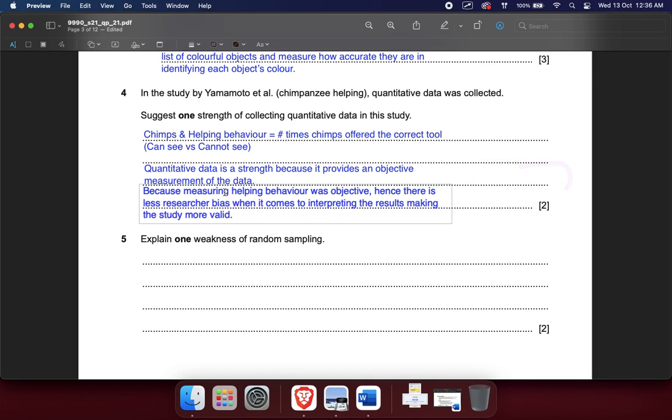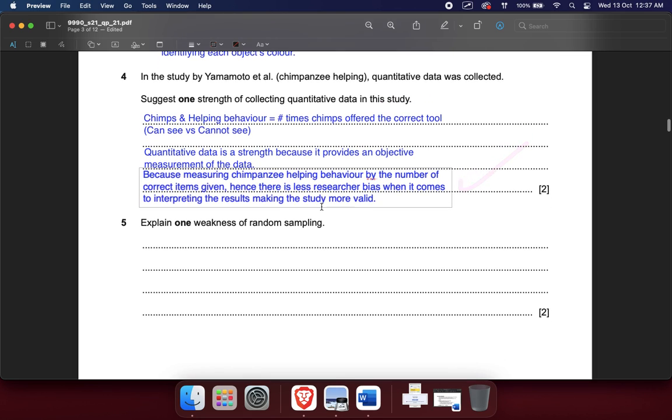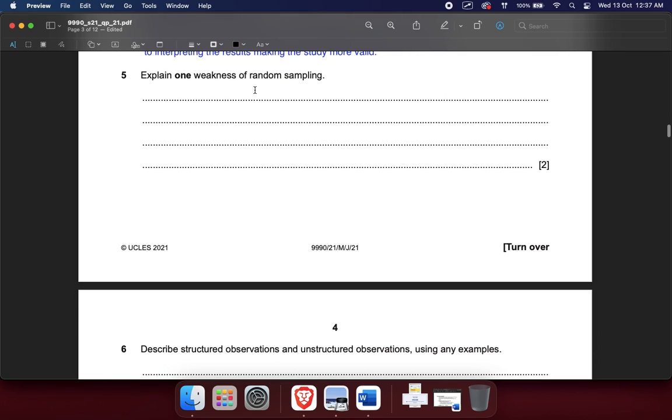Because measuring chimpanzee helping behavior by the number of correct items given. Okay, so that links it clearly to the study. Just now I was too vague. Now I know that, definitely it's about chimpanzee helping. This study, the examiner can see that, yes, you have linked it to the study. Great. Let's move on. Explain one weakness of random sampling.